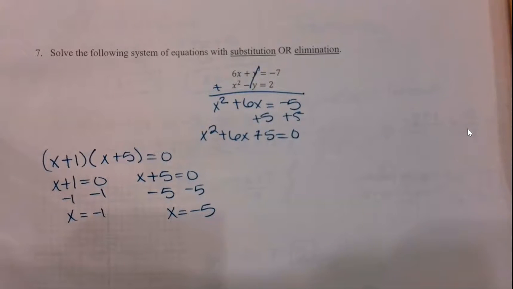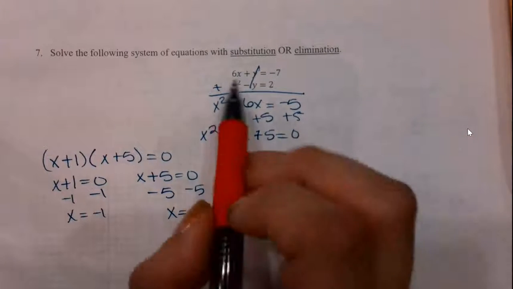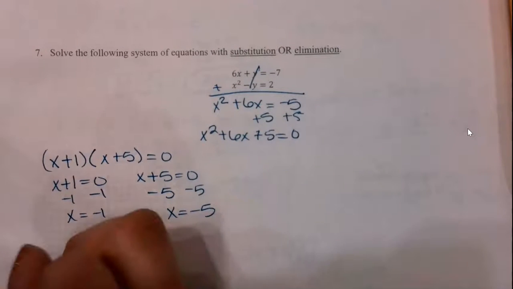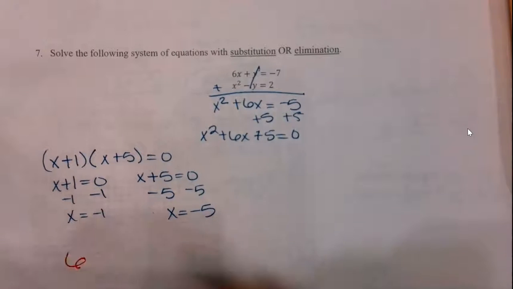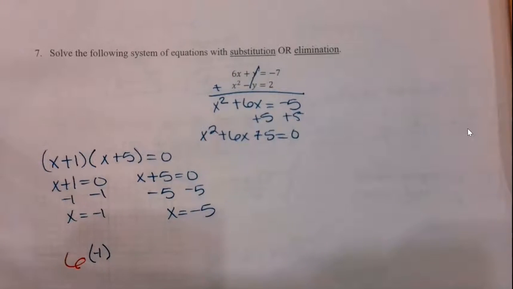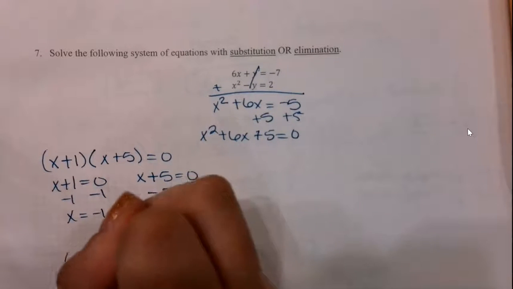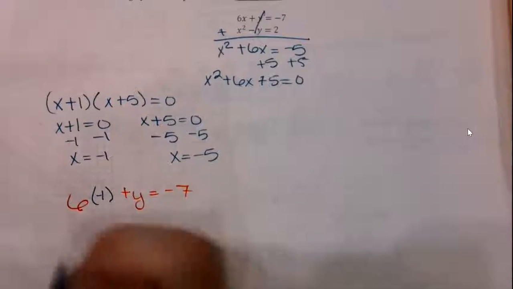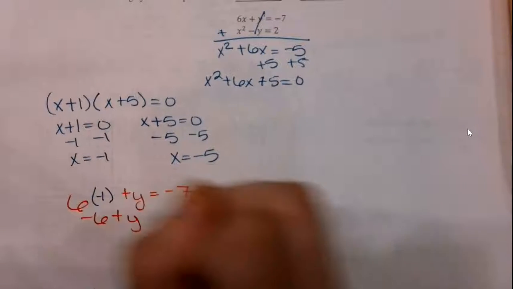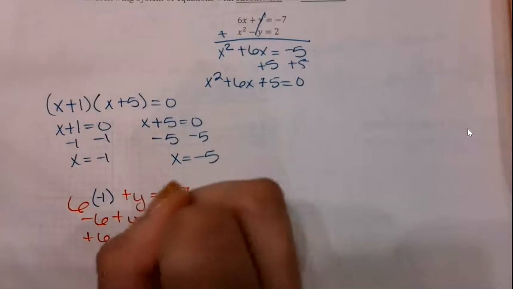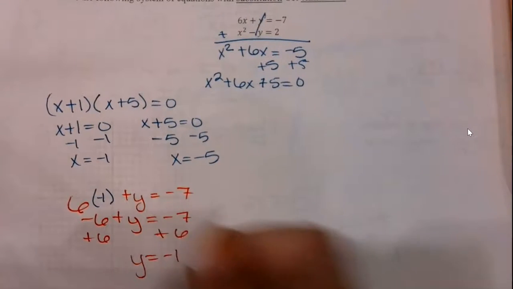So what I'm going to do is plug back in. I can pick whichever equation I want. I'm going to pick the top one since it doesn't have squares that I have to deal with. I'm going to plug in negative 1, the first equation I solved. So I have 6 times negative 1, which gives me negative 6 plus y equals negative 7. I want to add 6 to both sides. I get y equals negative 1.